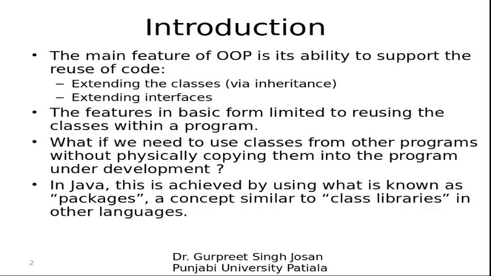Now the main feature of any object-oriented programming is its ability to support the reuse of code. Reuse of code can be done by extending already created classes or by extending the interfaces that are already developed in the system, already developed by some other developers. So you can reuse the code instead of redeveloping all that code again and again. You can use all that code in your program.